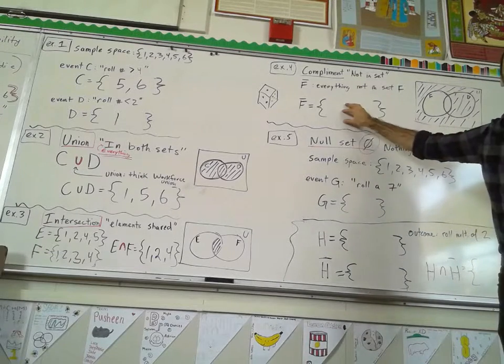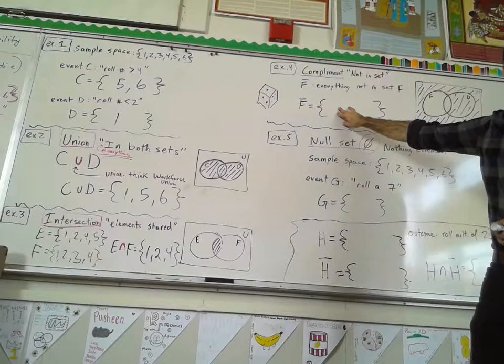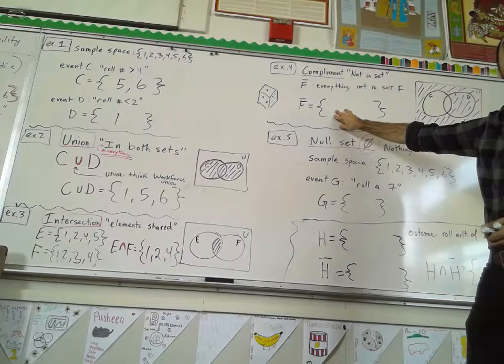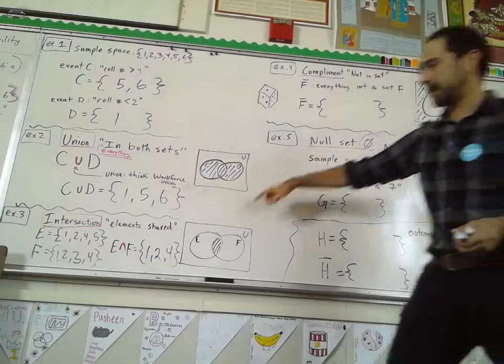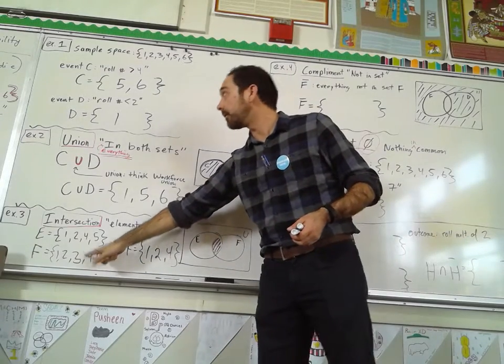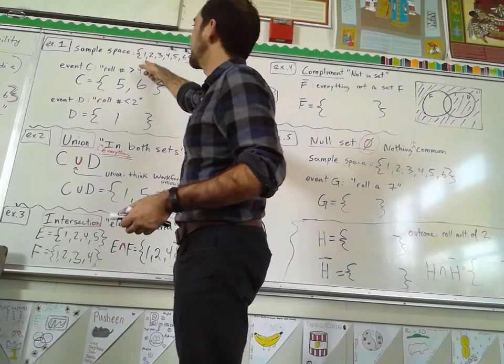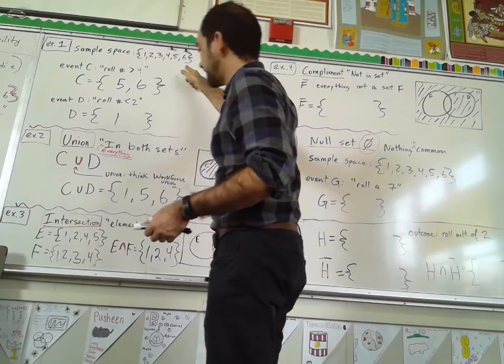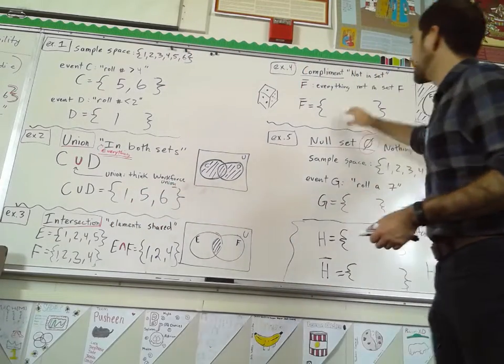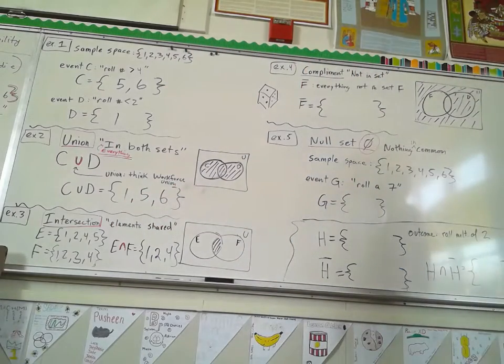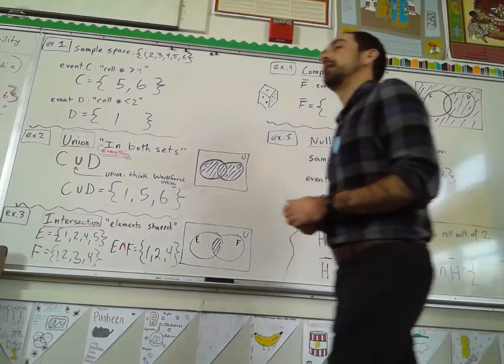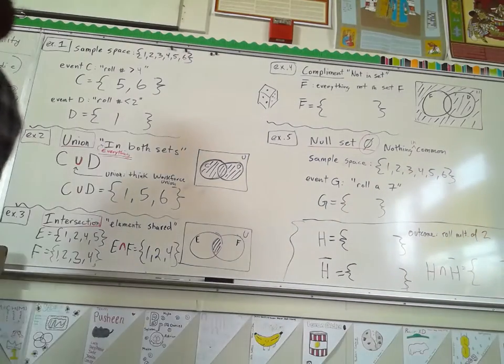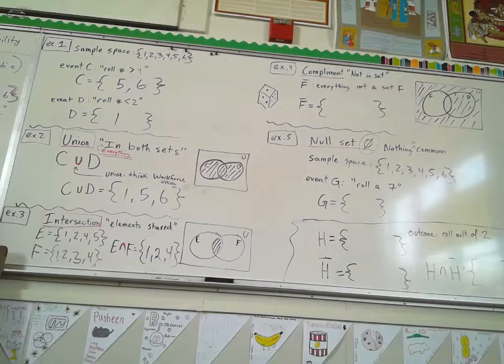All right, here we go. So what is the complement of F, which says what elements are not in F? Let's look at F: 1, 2, 3, 4. My sample space was 1, 2, 3, 4, 5, 6. So what goes in here as far as the complement of F? Go ahead and double check with your neighbor. Go for it. 5 and 6. We had 5 and 6.